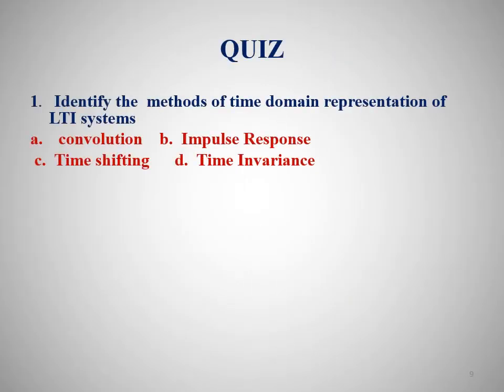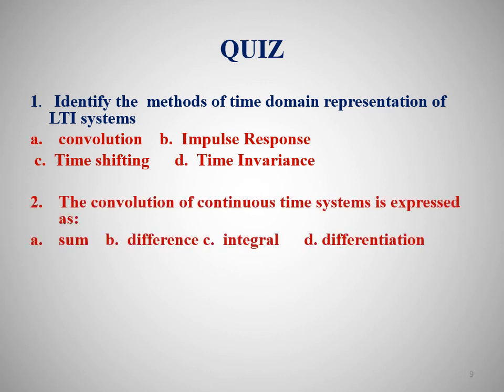Let us go on to the quiz. First question is, identify the methods of time domain representation of LTI systems. The answer is convolution, impulse response, time shifting and time invariance. When we consider the third one, that is time shifting, it is a property of a signal. Time invariance is a property of a system and impulse response is the response to an impulse input. So the only method for time domain representation is convolution.